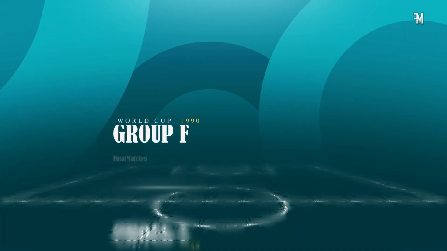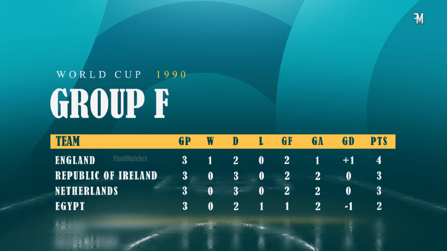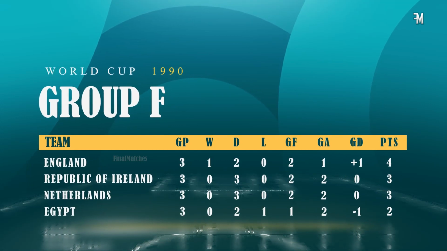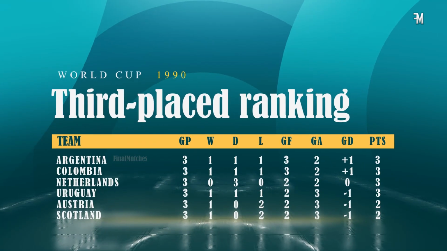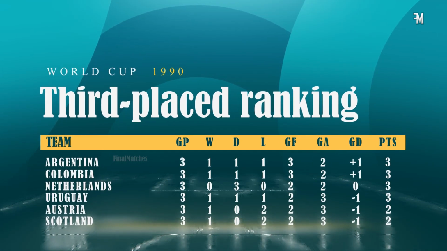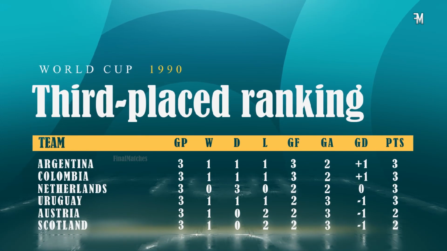The Netherlands and the Republic of Ireland had exactly the same results, and the draw determined the second and third teams in the group. At the end of the group games, Argentina, Colombia, Netherlands, and Uruguay were the third teams that went to the next stage of the competition due to more points.